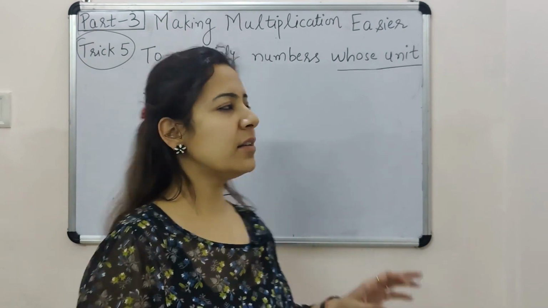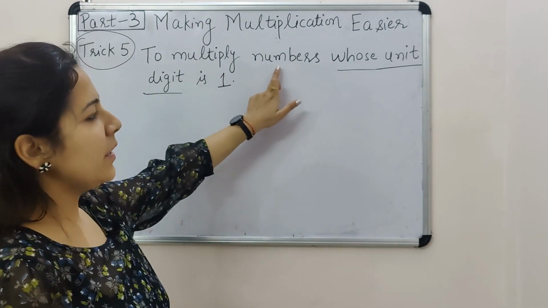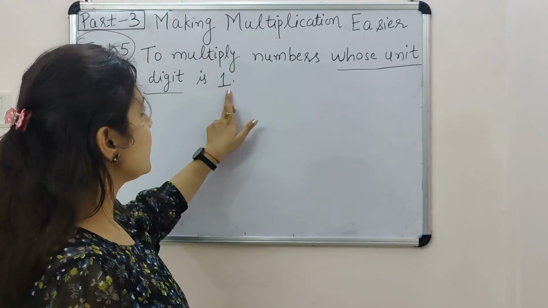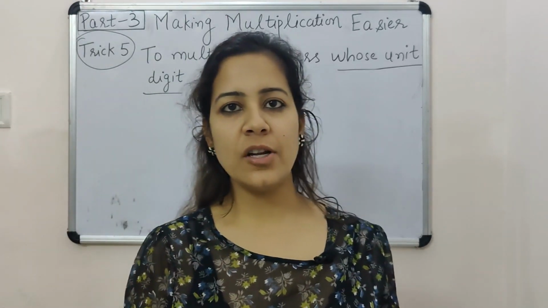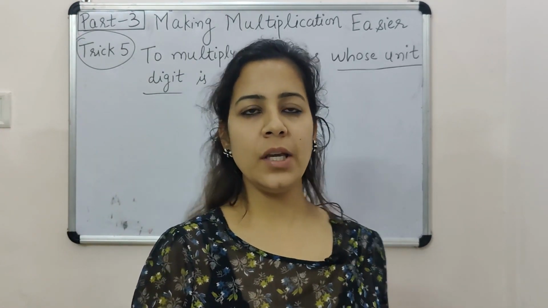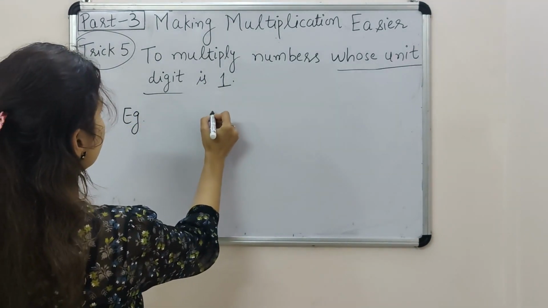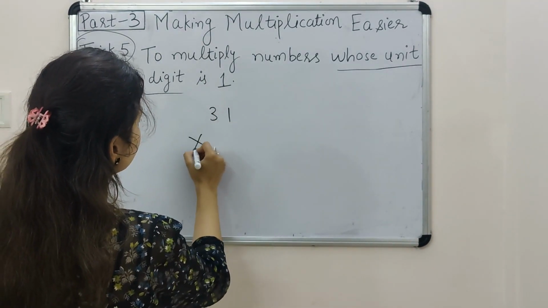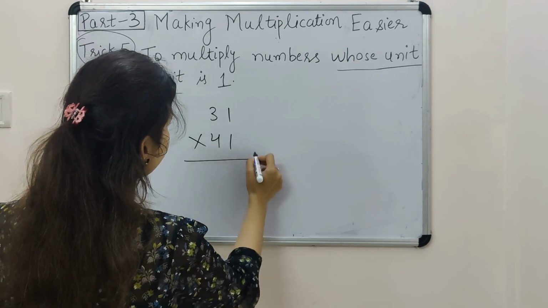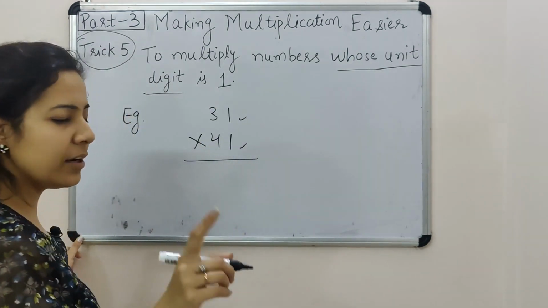Let's get started. Trick 5 is to multiply numbers whose unit digit is 1. So we have to consider such numbers in which the unit digit is going to be 1. Let's take an example. 31 into 41. Friends, clearly both the unit digits here are 1.